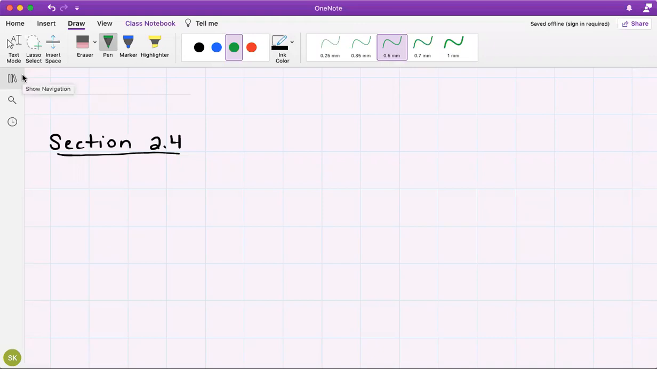This week, we're going to go over sections 2.4, 2.5, and 2.6. To prepare us for these sections, let's do a few problems from each section.